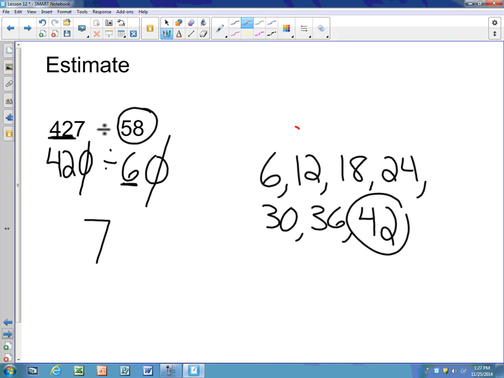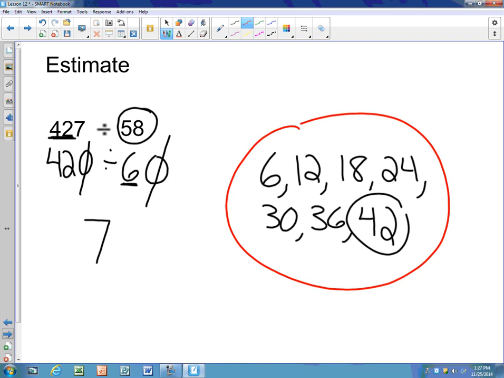Now all of this skip counting here, I can do on the paper or I can do that in my head. I'm just writing it down so that you see it on the paper.